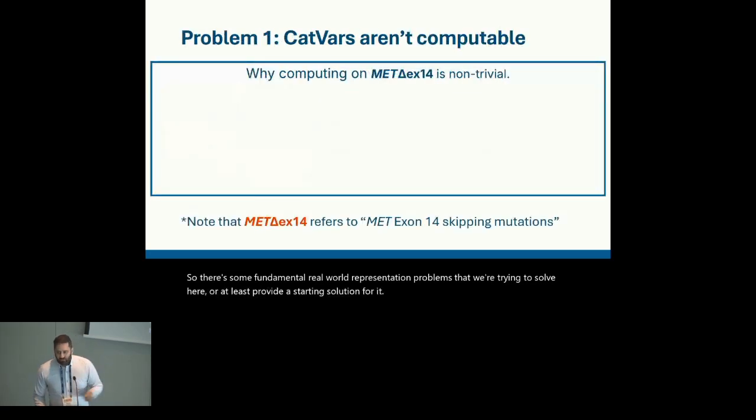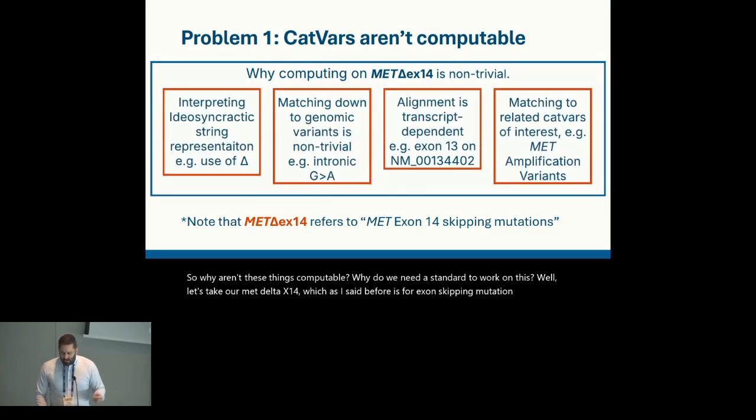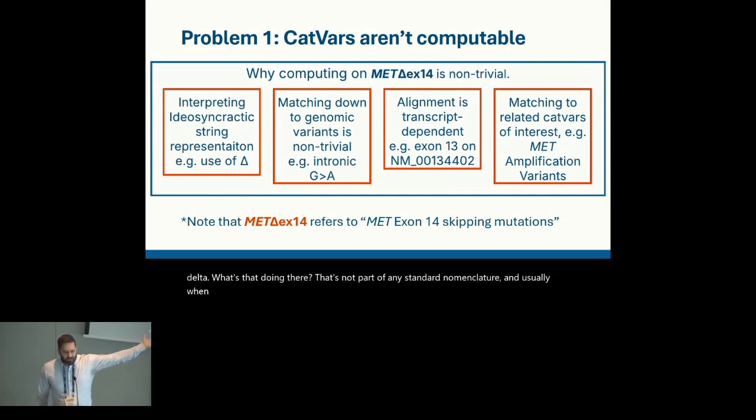So why aren't these things computable? Why do we need a standard to work on this? Well, let's take our MET delta X14, which, as I said before, is for exon skipping mutations specifically. And there's a number of problems that make this hard for computers to deal with. First of all, delta, what's that doing there? That's not part of any standard nomenclature. And usually when people use delta, they're using some change here, not specifically exon skipping mutations, which is kind of weird.